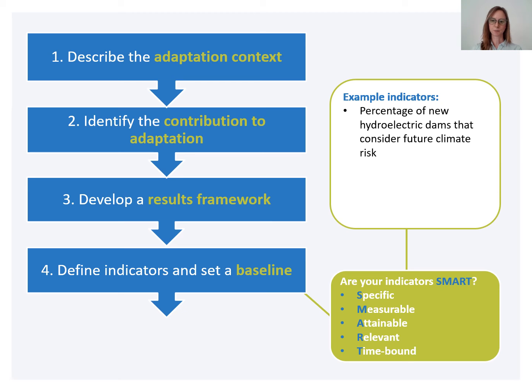Okay, so let's look at it together. So the indicator is the percentage of new hydroelectric dams that consider future climate risk. Well, it is quite specific. It's not exactly measurable because it's a percentage, so we can measure a percentage, but what percentage are we looking for here? Is it attainable? Yes, it's attainable to have hydroelectric dams that consider future climate risk. Is it relevant? Yes, it's relevant to the context we're discussing. And is it time-bound? No, it doesn't consider a date. So it could be rewritten, for example, to have a certain percentage of new hydroelectric dams that consider future climate risk by, and then a given date. That might help it to be more specific, more measurable, and more time-bound.